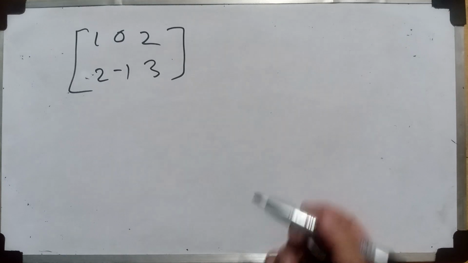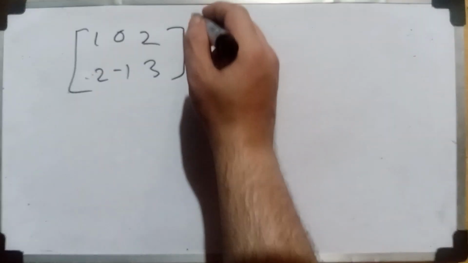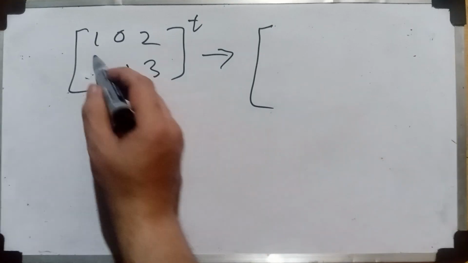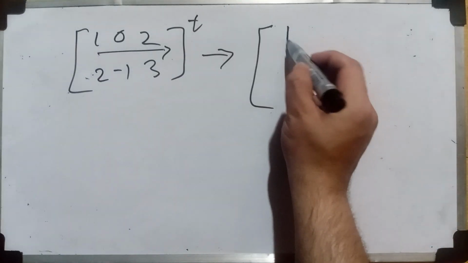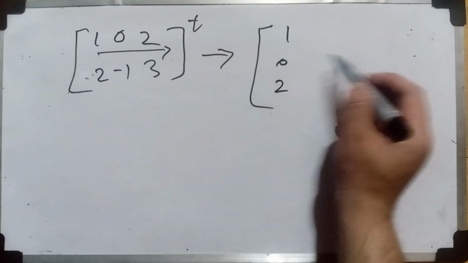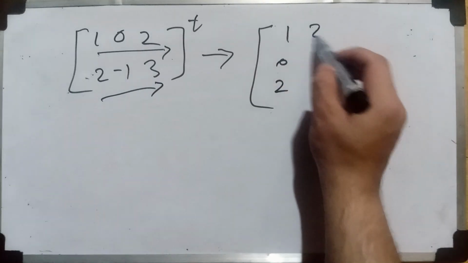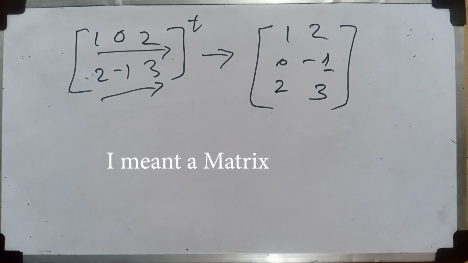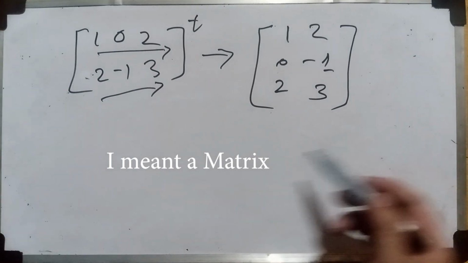So let's look at a few more examples. Let's take this matrix here and let me perform a transpose operation. Let's take the first row and convert it into a column. I'm going to take the second row and convert it into a column. So this has converted the matrix into its transpose.